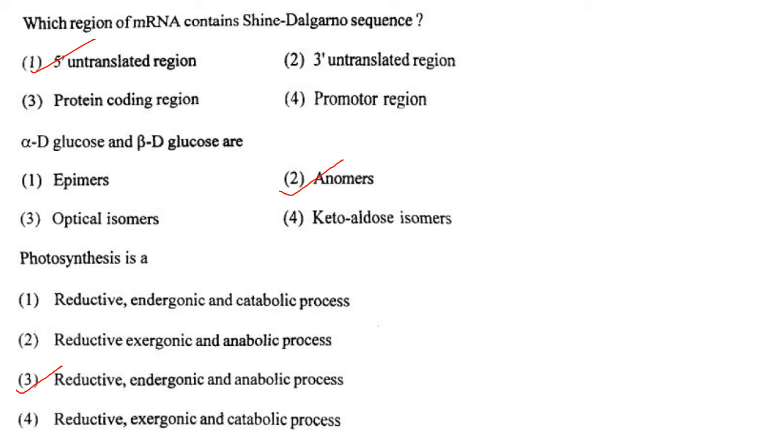Alpha D glucose and beta D glucose are: option 1, epimers; 2, anomers; 3, optical isomers; 4, keto-aldose isomers. Answer is option 2, anomers.